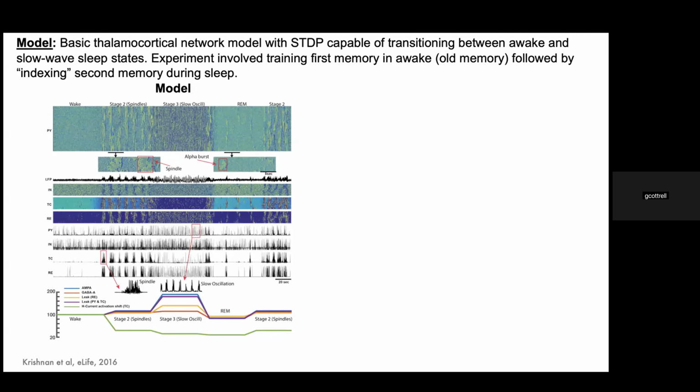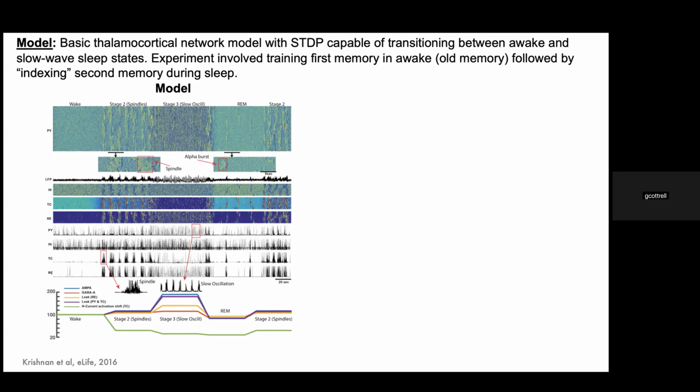Okay, so to address this question, we use two tools. One is the biophysical model, the basic foundation of which was developed almost 10 years ago. What is nice about this model is that it can integrate lots of pieces which have been developed by many labs: models of spindles, slow waves, gamma oscillation. And essentially, it combines them together in a way that we can model different sleep phases.